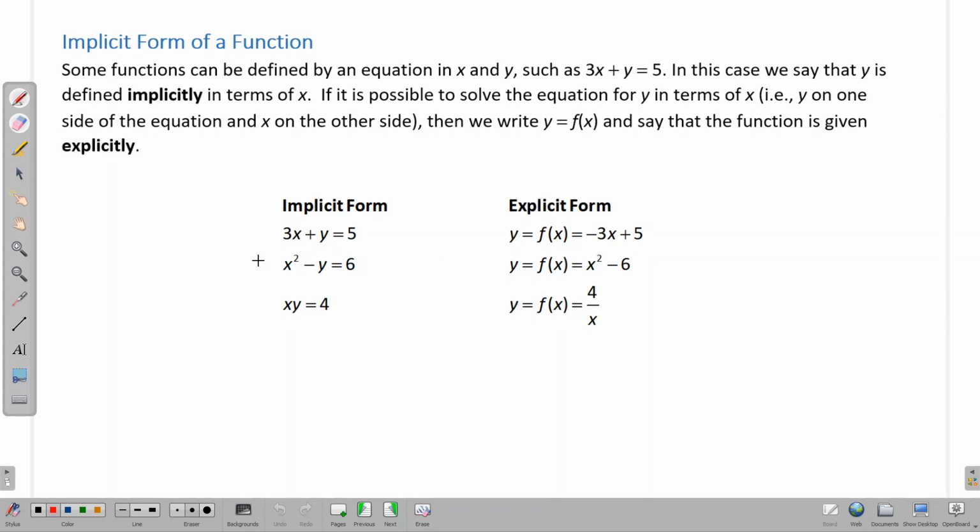When it looks like this, where the y is not by itself, this is called implicit form. Many times, if it's in implicit form, you can then solve it for y and get the explicit form, which is generally more useful, but there are some times where this is preferred. So each of these functions are defined implicitly as functions of x, and then if you just simply do the algebra to solve them for y, it turns into these over here. There are some equations that cannot be explicitly solved for y, but we won't really deal with those until we get to calculus.